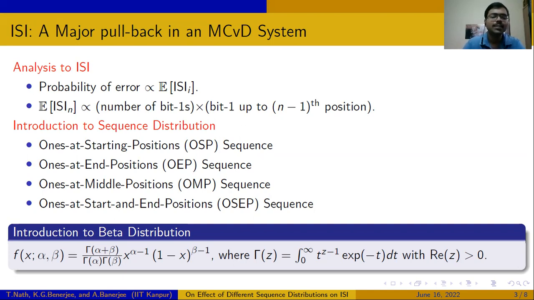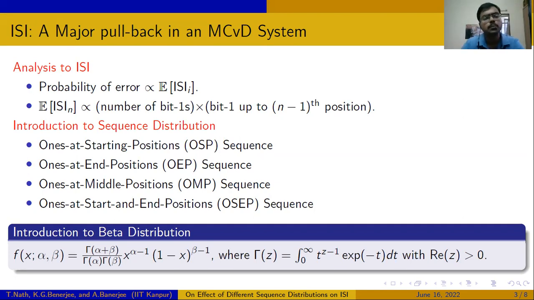First one is ones at starting positions, that is OSP sequence. Second one is ones at end positions, that is OEP sequence. Third one is ones at middle positions, that is OMP sequence. And finally, ones at start and end positions, that is OSEP sequence.